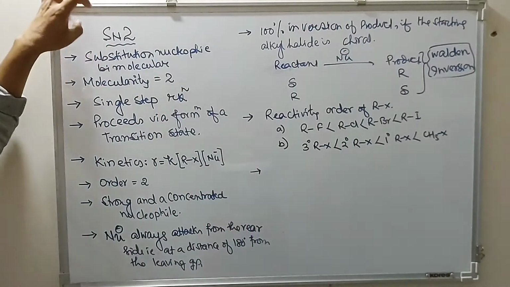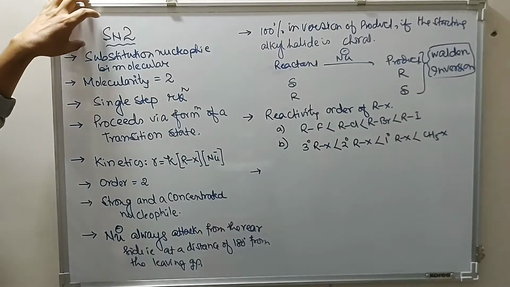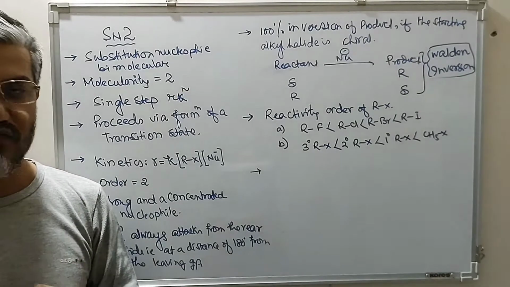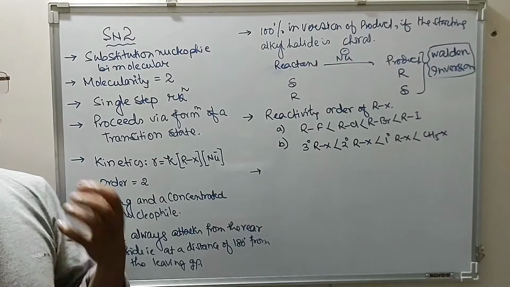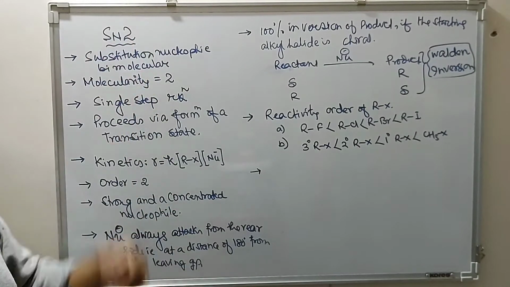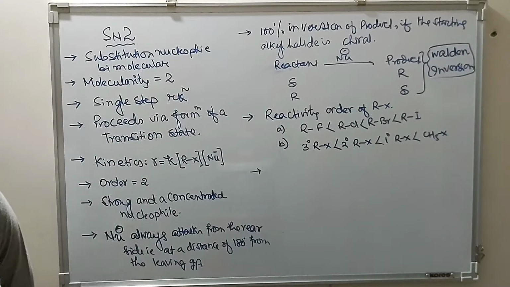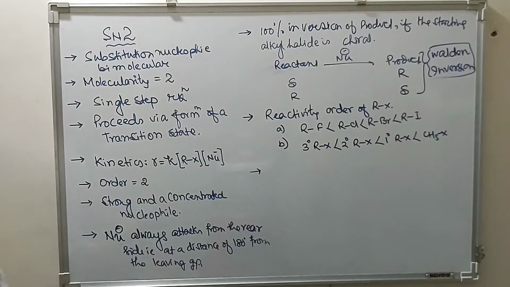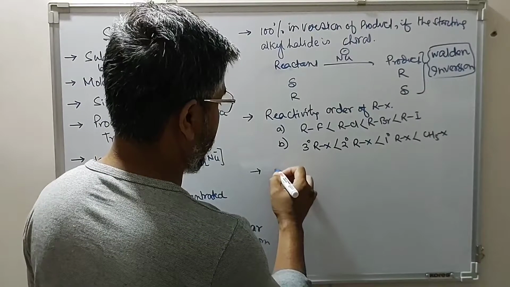Now for these SN2 reactions, we need to have a solvent for the reaction. The solvent used for this reaction is normally a polar aprotic or weakly polar solvent.